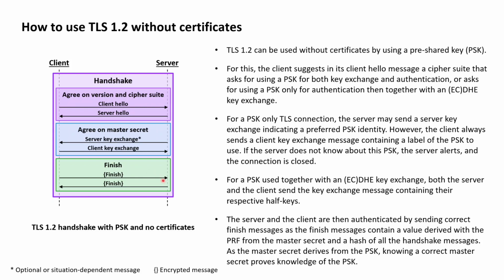However, the finish messages exchanged by the client and the server at the end of the handshake now contain a value that's derived with the pseudorandom function PRF from the master secret and a hash of all the handshake messages. As the master secret is derived from the pre-shared key used in the connection, knowing a correct master secret then proves knowledge of the pre-shared key. Thus, sending correct finish messages then authenticate the server and the client involved in the connection. This is how TLS 1.2 can be used without any X.509 certificates involved.